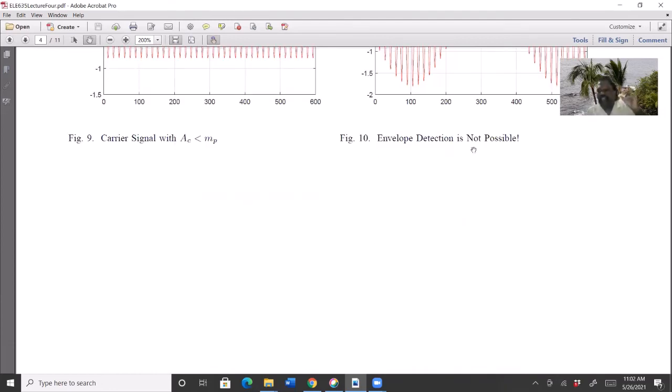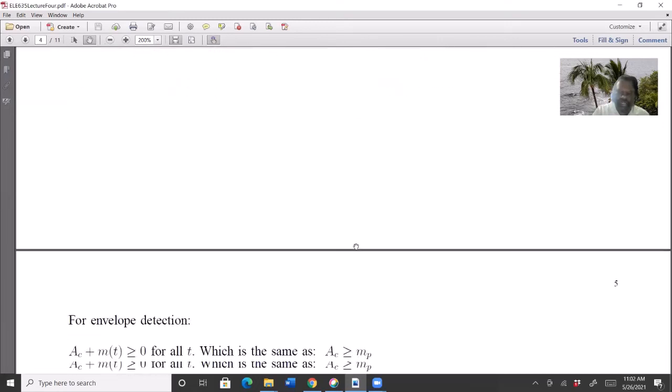So what the CRTC and FCC say is there is a law. When AM radio stations transmit their signals, they have to make sure A sub C is bigger than the peak value of their audio signal. In fact, the law is a little bit stricter, something like A sub C has to be 1.5 times more than M sub P or something like that, but let's not get into that.